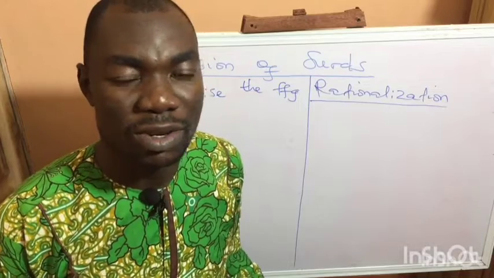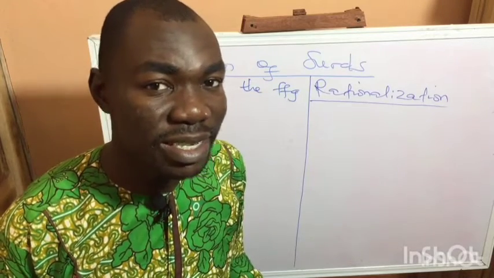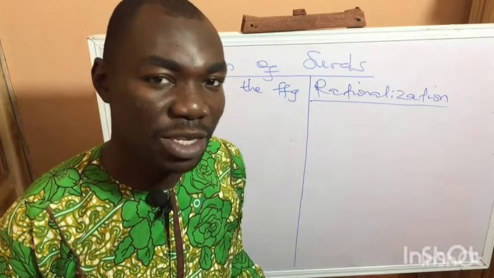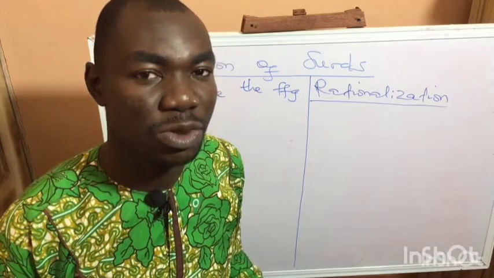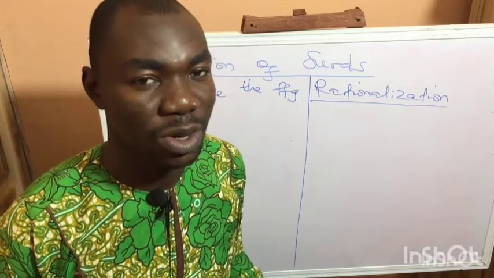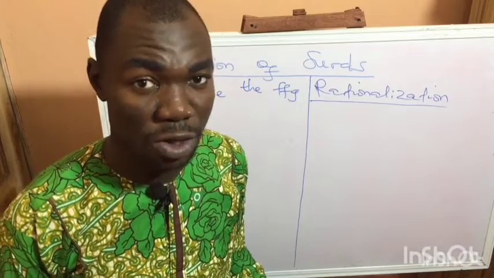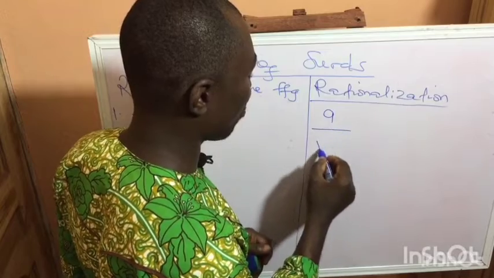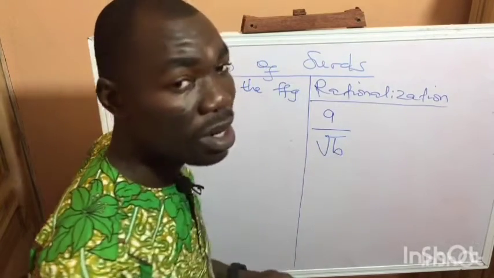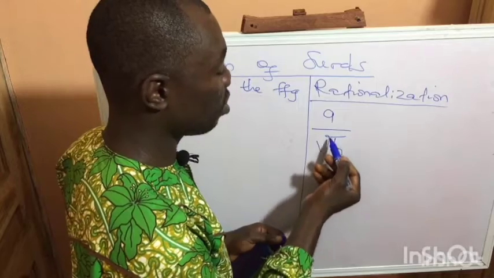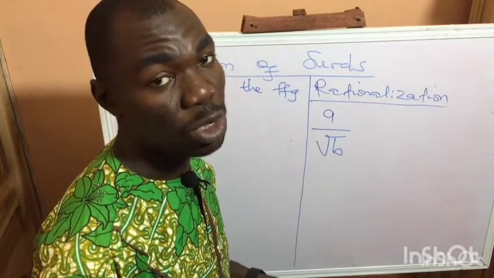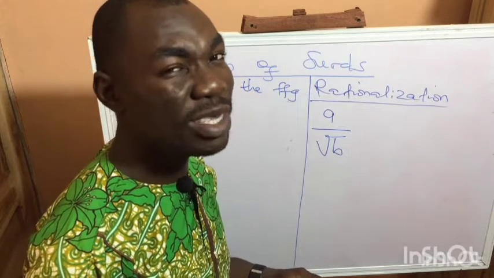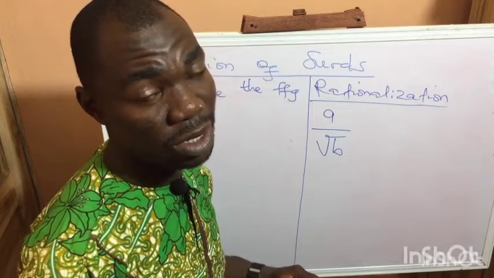So today, rationalization of surds means taking the denominator of a fraction from an irrational number to a rational number. That process is called rationalization of surds. For instance, if we have a over root b, it is not proper for root b to be the denominator. So what we can do there is to rationalize. We are rationalizing the denominator of the fraction.